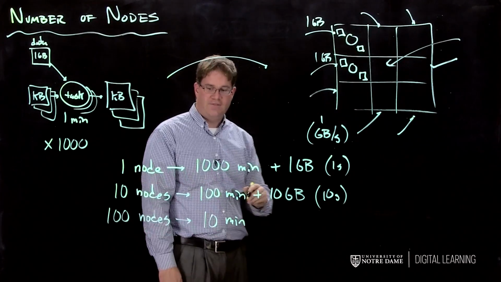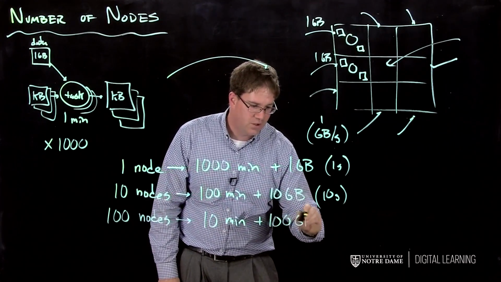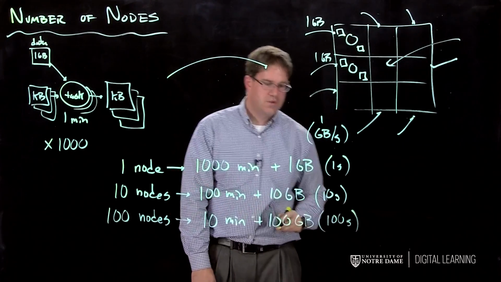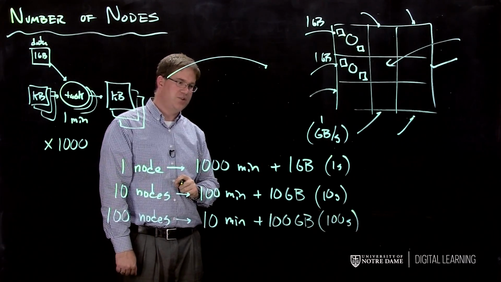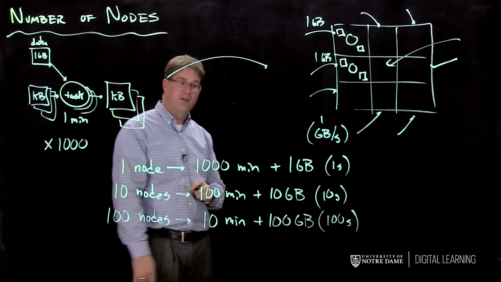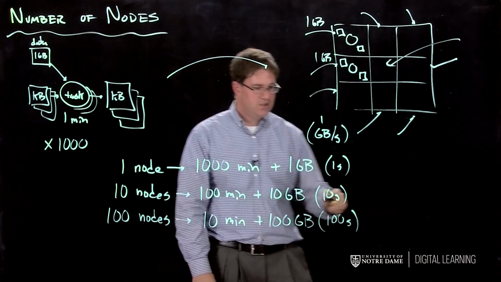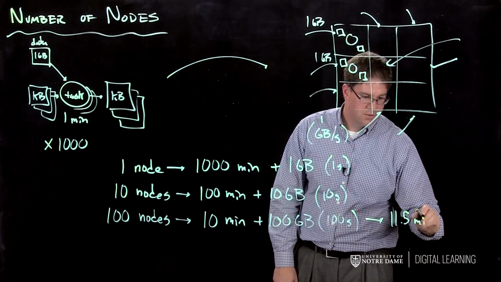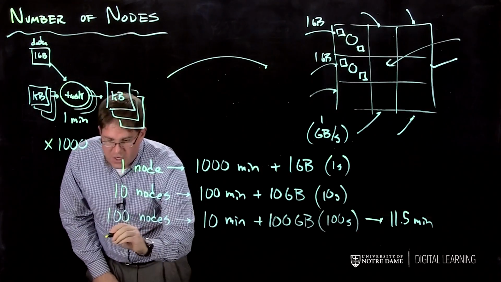But now I have to do 100 gigabytes of transfer just to get that shared file out to all of those nodes. So that's going to add 100 seconds to my execution time. And 100 seconds is about 1.5 minutes. So now that's starting to add a fair component to my execution time. So my total execution time is going to be about 11.5 minutes. That's not bad. Can we go bigger? Suppose we try to run on 1,000 nodes.